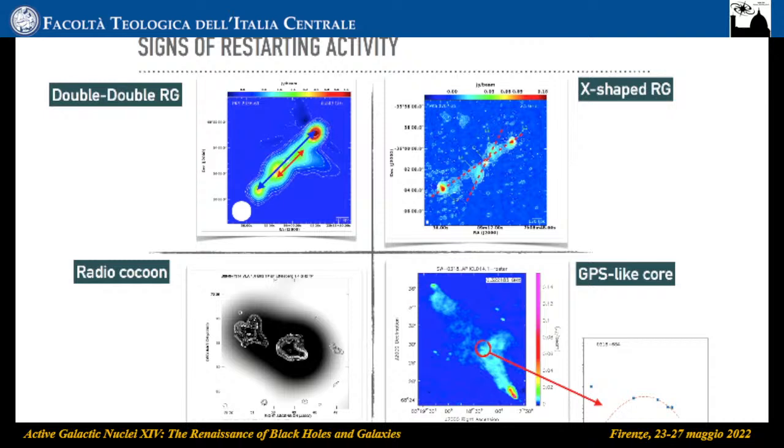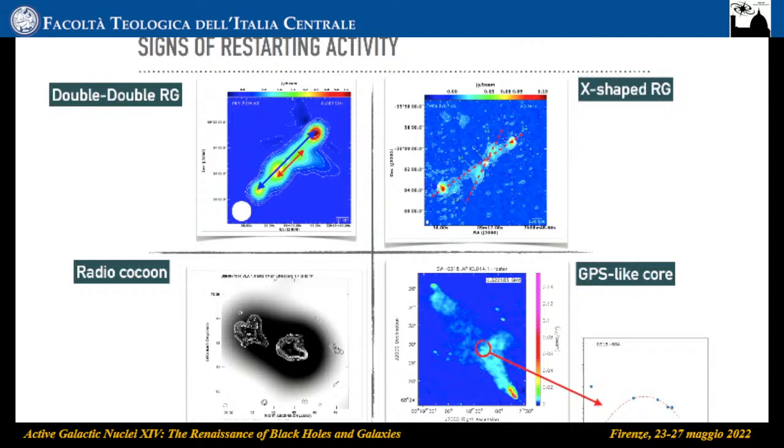Then X shapes are a bit more debated, because you can have an X shape if you have a new radio phase that is on a different jet axis with respect to the previous one, but you can also get this morphology with backflowing gas from the lobes that is later bounced on the halo of the central galaxy. So in some cases, it's just a hydrodynamical effect of the plasma going back and forth in the medium.